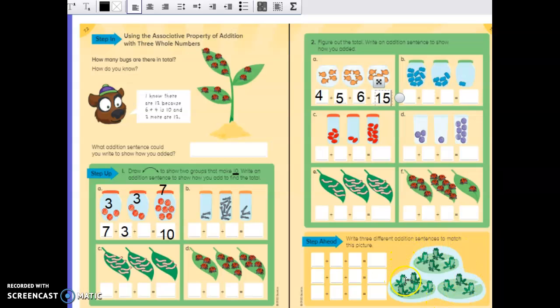Step ahead is a little bit challenging. It says write 3 different addition sentences to match this picture. So try and challenge your brain with that.